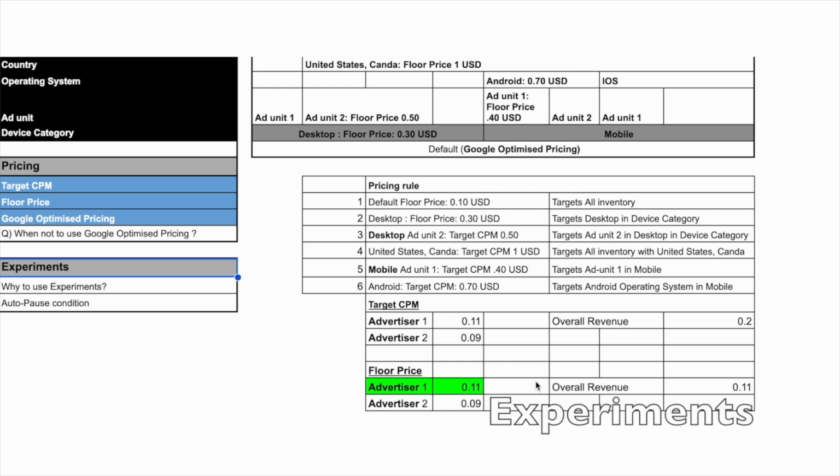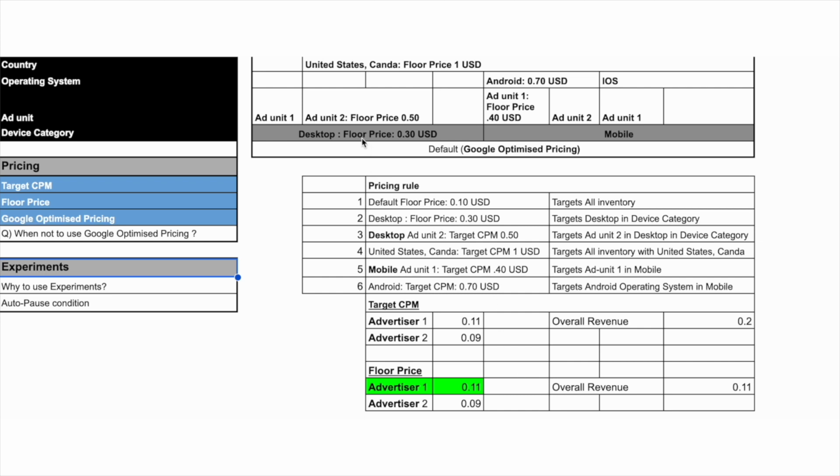Lastly, we are on experiments now. Experiments is another very cool feature from Google that lets you test different pricing before they actually go live, and they let you perform an A/B test. What do we mean by that?